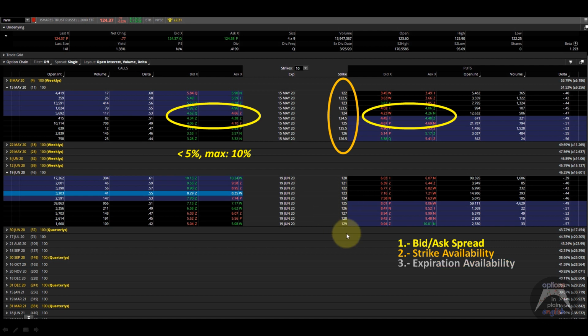The third measure is expiration availability. So you want to make sure that you have many expirations available to you, because once you initiate a position and you have something on, you want to make sure that you have the flexibility to, for example, roll to the next week.